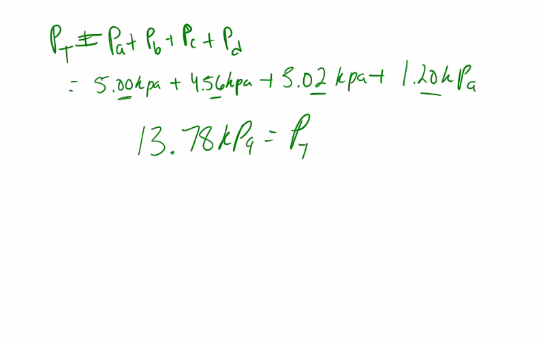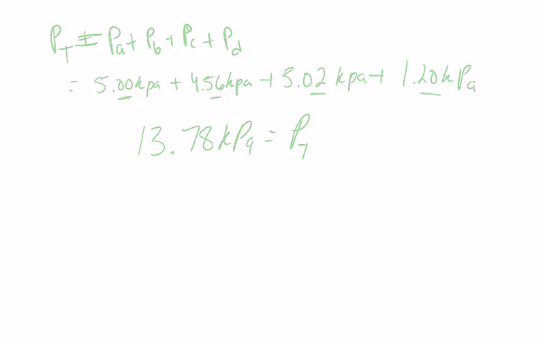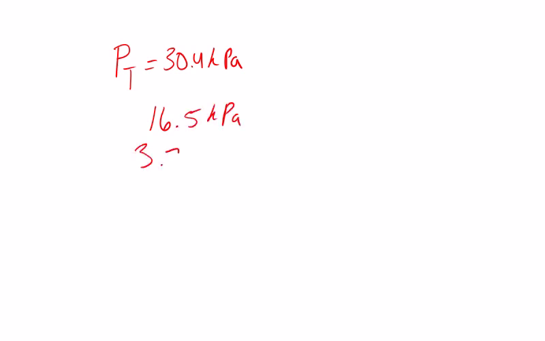Moving right along, we're going to try problem number 4. Problem number 4 states, find the partial pressure of CO2 in a gas mixture with a total pressure of, so they told us the total pressure is 30.4 kPa. If the partial pressures of the other 2 gases in the mixture are 16.5 kPa and 3.7 kPa. They're asking us to find the pressure of CO2.